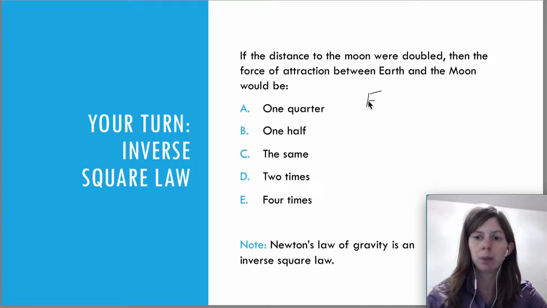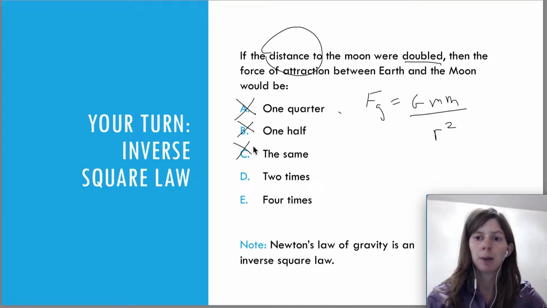So the form of the equation is G m m over r squared. This is talking about what happens when you change the distance. We are doubling the distance, making the distance bigger. Without worrying too much about the r squared here, just because the distance is doubled, that will limit your answer choices. We said the bigger the distance, the less the force. So we can eliminate choices C, D, and E, because there the force is staying the same or getting bigger.